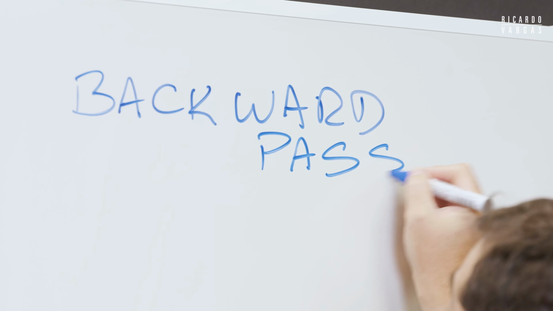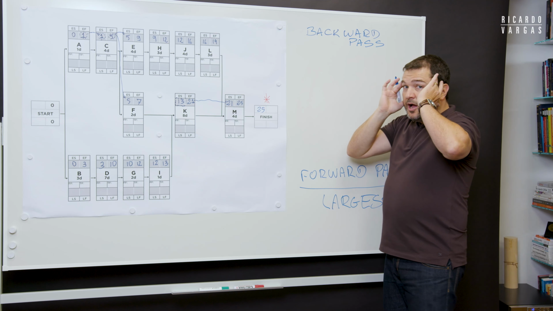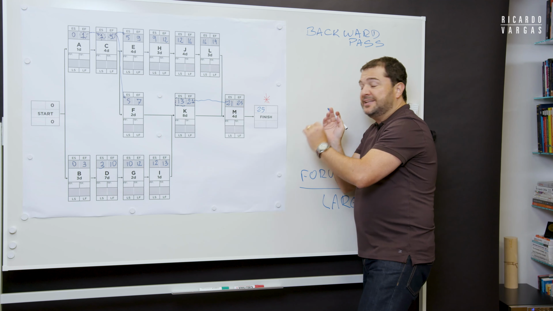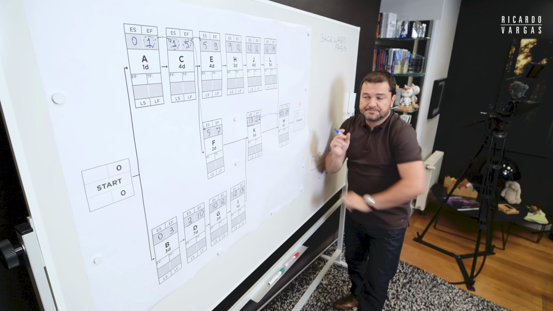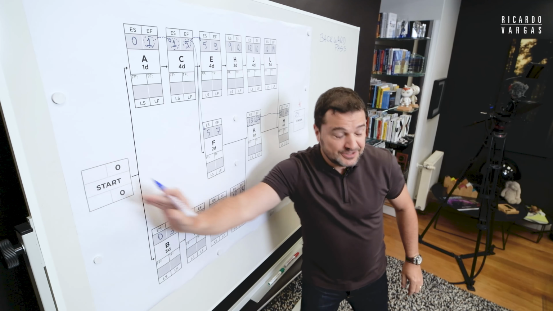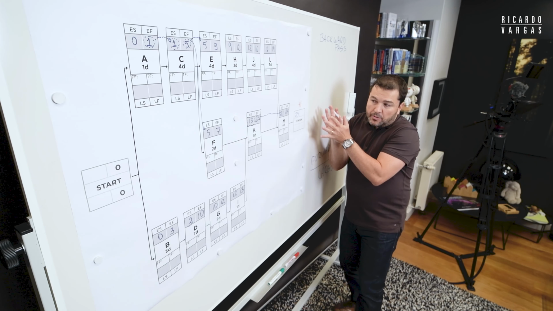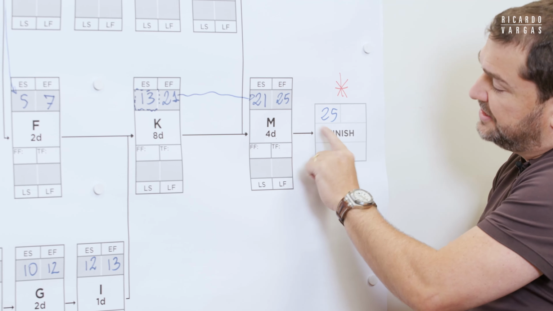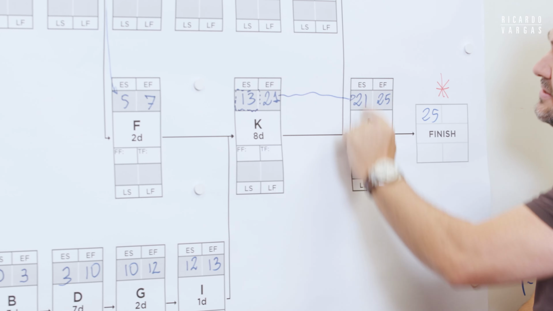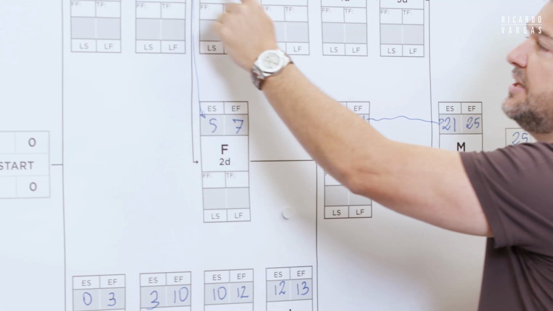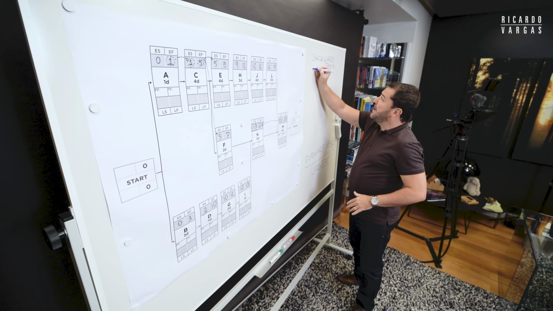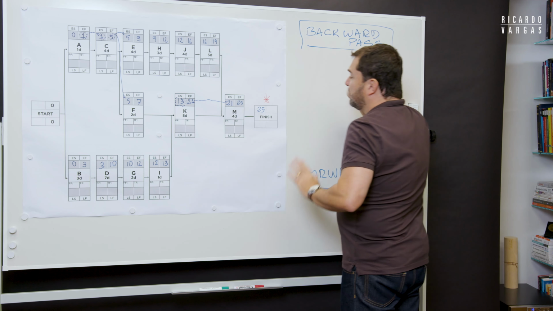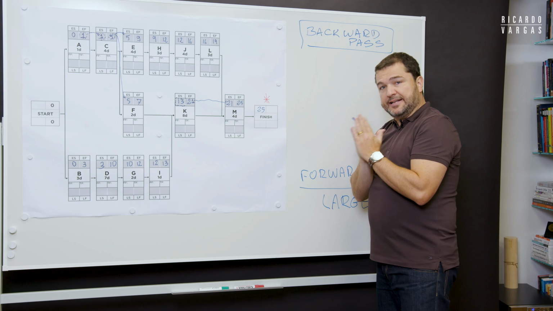And what is the backward pass? Now, go with me. You need to imagine that this now became the start, this now became the finish, and now all arrows are on the opposite side. This arrow goes from this to this, this from this to this, and this to this, and then opposite up to here. Because now I am going back to calculate the backward pass. Okay, how do I do that?